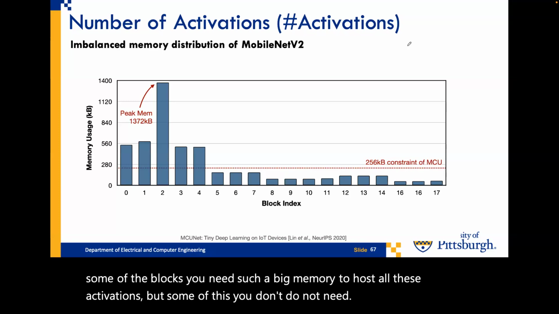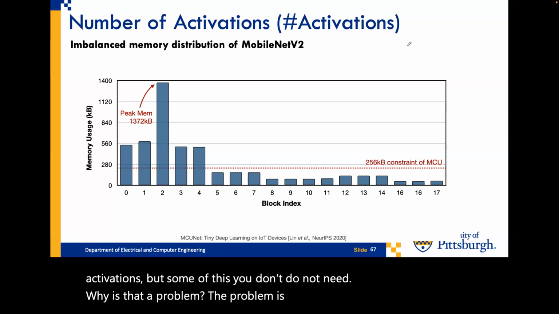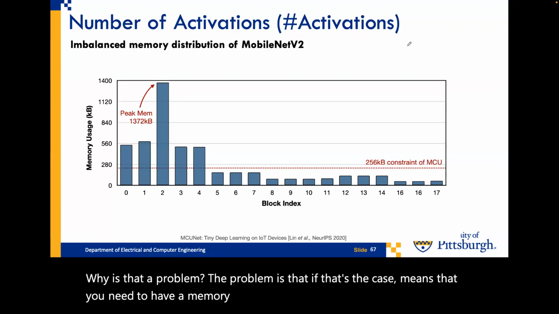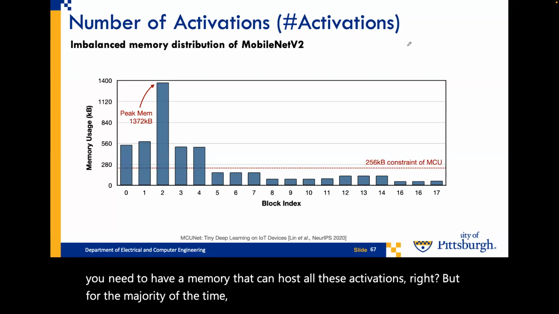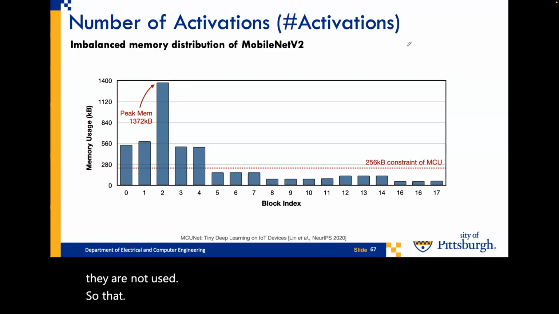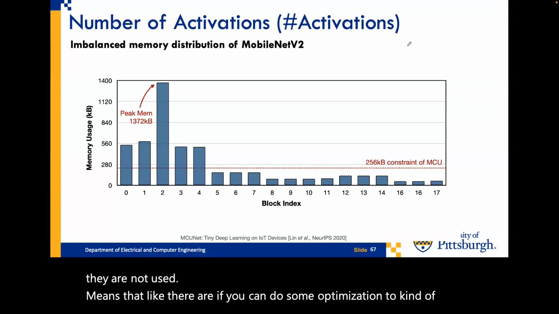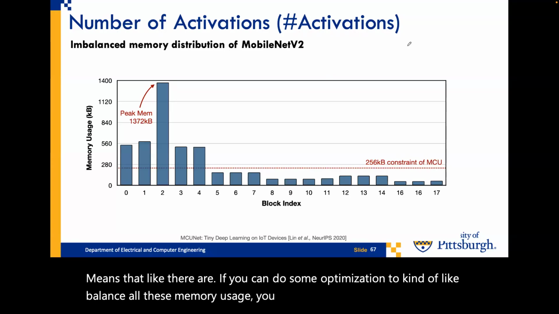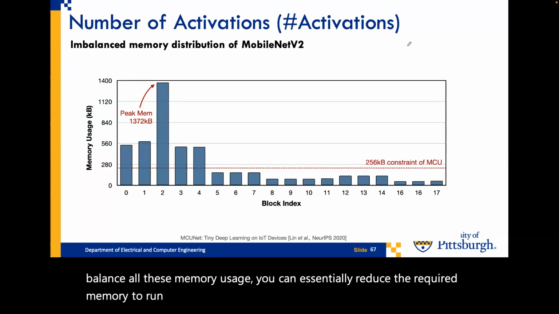Why is that a problem? The problem is that if that's the case, it means that you need to have a memory that can host all these activations, right? But for the majority of the time, all those memory spaces are wasted because they are not used. So if you can do some optimization to balance this memory usage, you can essentially reduce the required memory to run this model. Does that make sense? Yes.